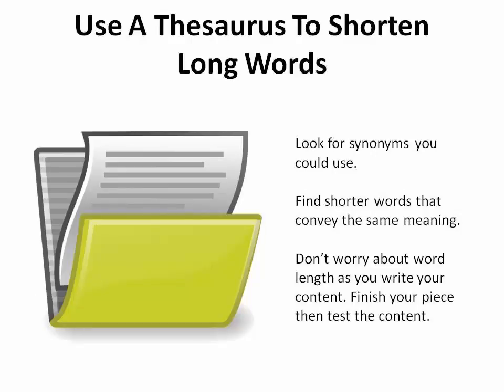Look for synonyms that you could use. Try to find shorter words to convey the same meaning. If your content contains too many complicated words, you'll notice a sharp drop in readability. You shouldn't worry about word length as you write your content. Wait until you've finished writing and then test your content.